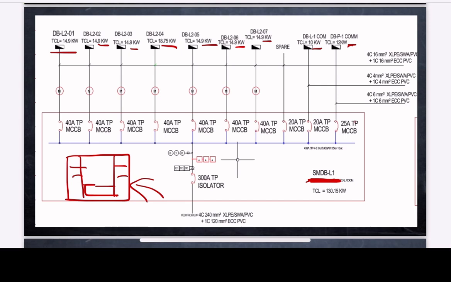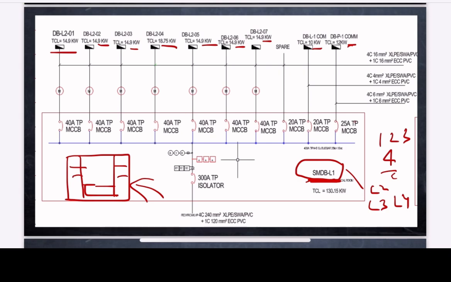Using the same concept, we will distribute the load in the other areas of the G+4 building and design the other SMDBs. But as floors 1, 2, 3 and 4 are typical to each other, the SMDB design for L1 will be typical to L2, L3 and L4. Hope you are clear so far.